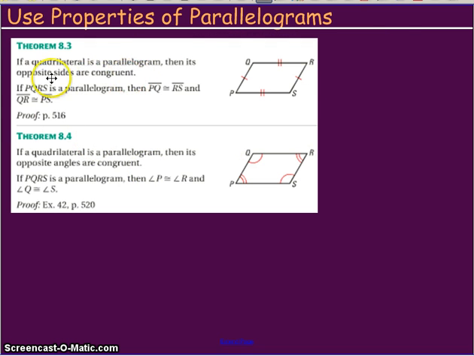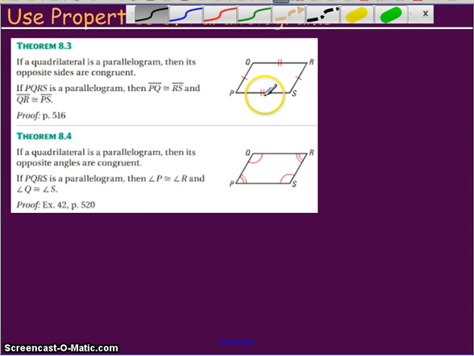The first 2 of them: if a quadrilateral is a parallelogram, then its opposite sides are congruent. The second one is if a quadrilateral is a parallelogram, then its opposite angles are congruent. So notice on both these pictures we have opposite sides marked congruent here. That's going to make this quadrilateral a parallelogram. And if the opposite angles are congruent, then that's going to be a parallelogram also.